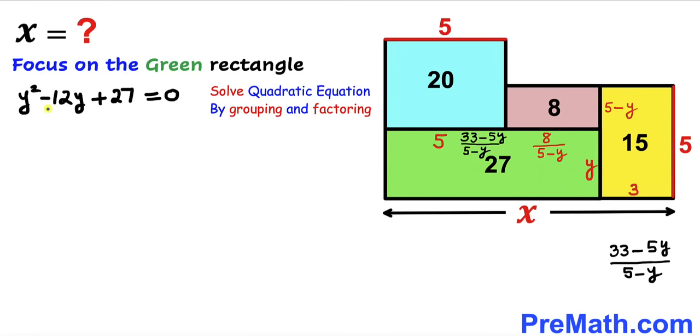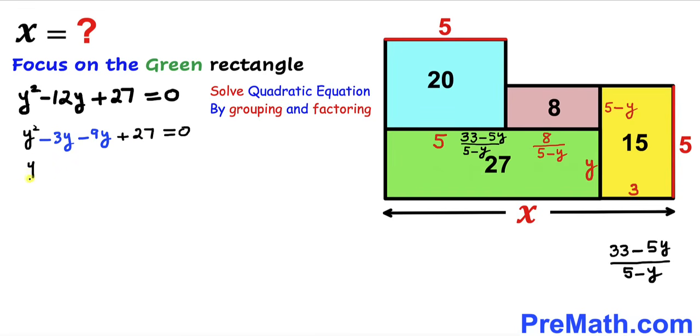Now let's focus on this middle term, negative 12y. It could be tweaked as negative 3y minus 9y. As you can see in this next step, I have replaced this negative 12y by this one. And now we can see we have y in common between the first two terms, and negative 9 is common for the last two terms.